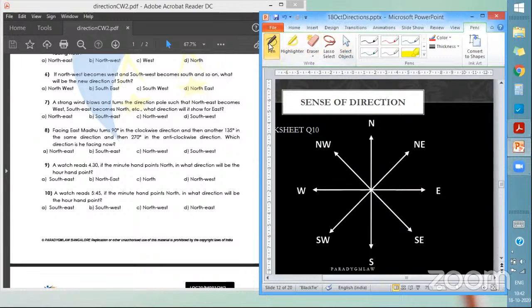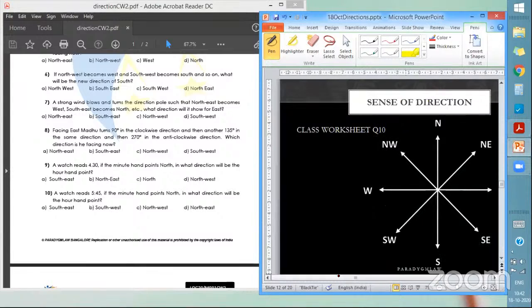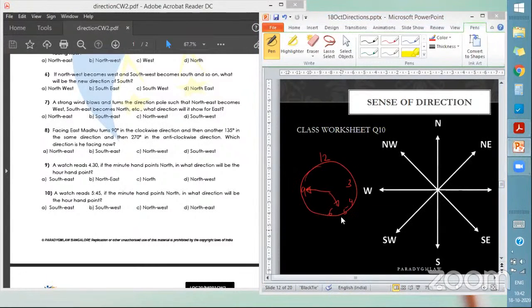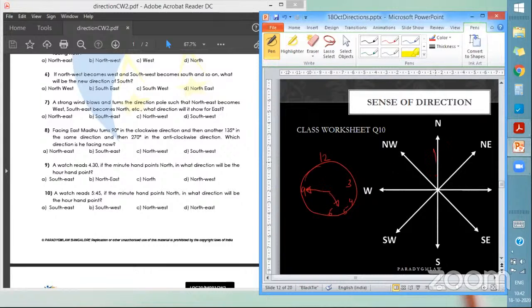Let me do this. Ma'am, is it southwest? A watch reads 5:45. Okay, so this is my 12, 3, 6, and 9. This is 5, the hour hand, 45 minute hand, correct? A typical watch. Everyone agrees? Yes? Now, if the minute hand points north, he wants you to answer where would the hour hand be?